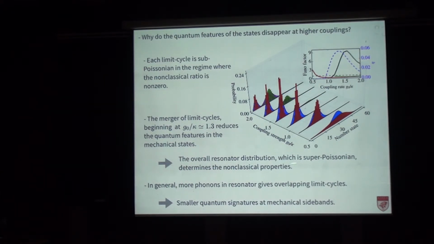So the overall resonator distribution, which is super-Poissonian, F much, much greater than 1, determines the non-classical properties, and those states really are not very quantum at all. In general, this overlap occurs where you have more and more phonons in your mechanical resonator, and this is why if you go to higher and higher mechanical sidebands, you get less and less quantum features, because you have too many phonons in your system.